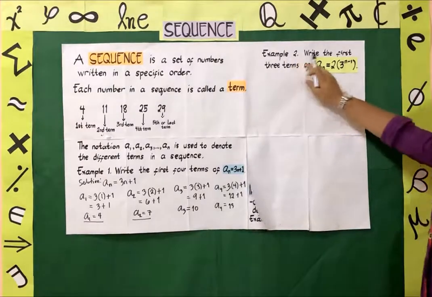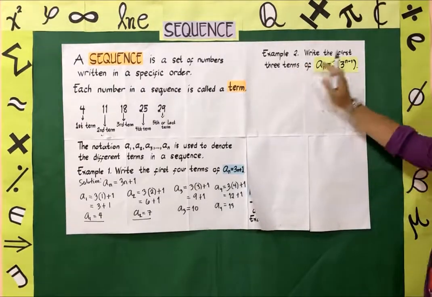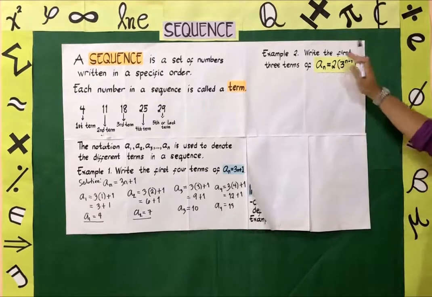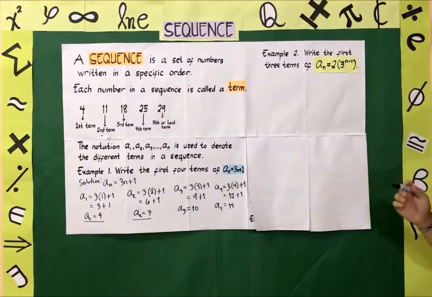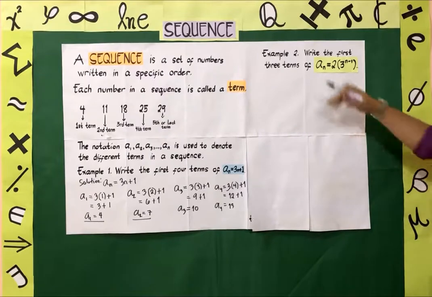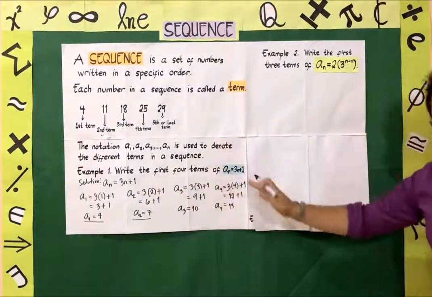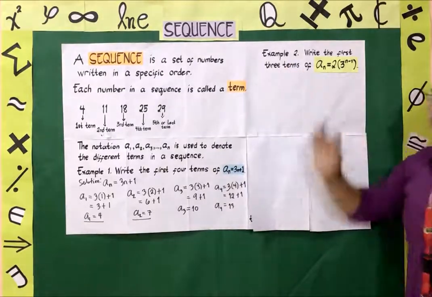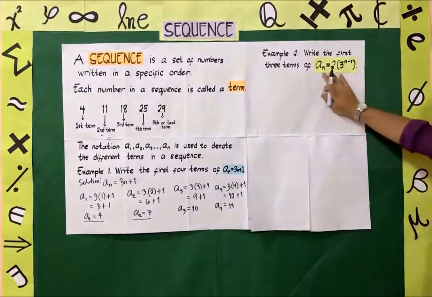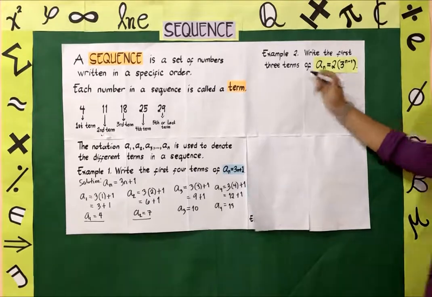Example number 2. Write the first 3 terms of a sub n equal to 2 times 3 to the power of n minus 1. Okay, for this example, kanina, hinanap natin yung 4 terms. Ngayon naman is, we're going to find the 3 terms given this equation.